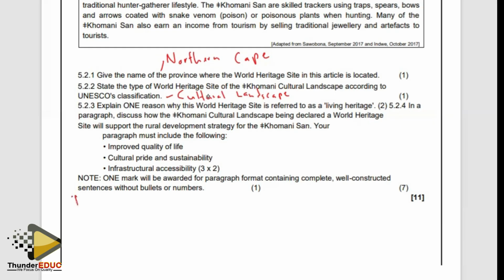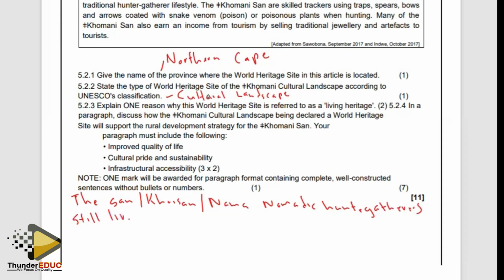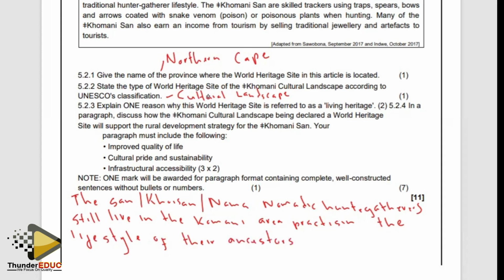All right. The first thing is that the San, or you can call them the Khoisan, nomadic hunter-gatherers, still live in the Komani area, practicing the lifestyle of their ancestors. They still practice the lifestyle of their ancestors.